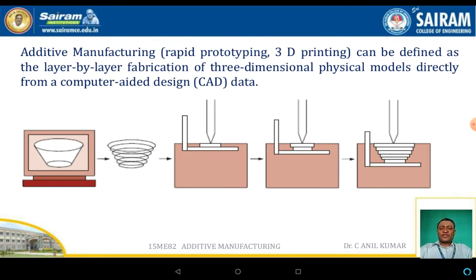Now, additive manufacturing is nothing but 3D printing or rapid prototyping technology, which can also be defined as the layer by layer fabrication of a three dimensional component directly from CAD data. The schematic diagram shows the sequence of operations used in the process of additive manufacturing.